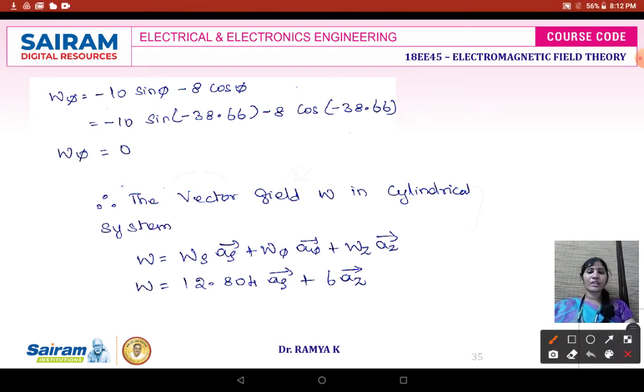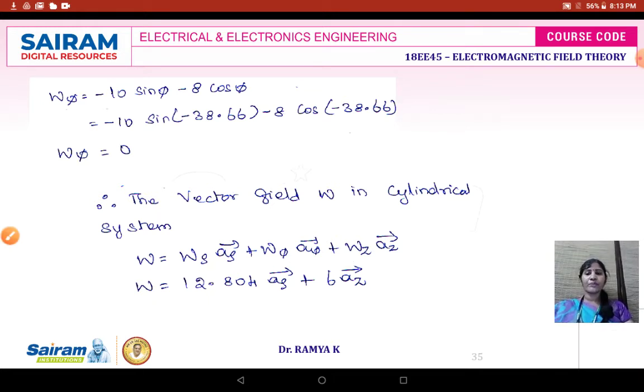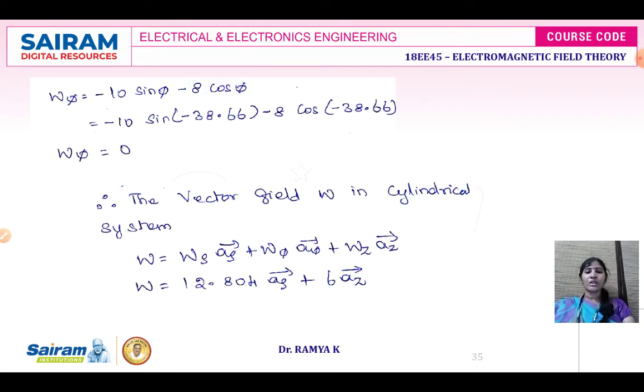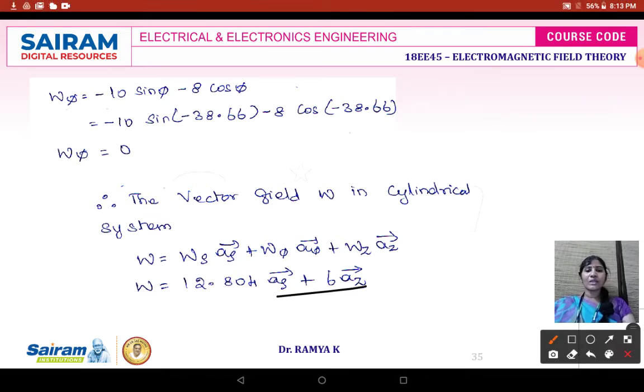Therefore, the total vector field W in cylindrical coordinate system is going to be W rho into A rho, that is the coefficient of rho in W vector, the coefficient of phi in W vector, and the coefficient of z in W vector. So the coefficient of rho in W vector is going to be 12.804 into A rho vector plus 6 az, because the A phi component is going to be 0. So this particular term will become 0.